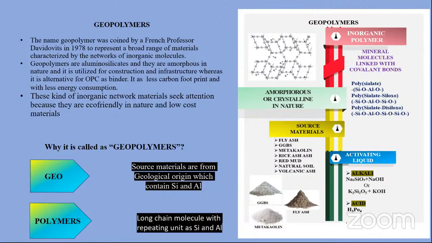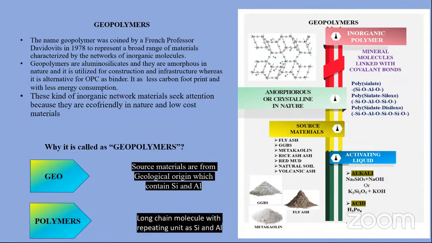So these kinds of inorganic network materials are fascinating in nanotechnology, and because they are eco-friendly and low-cost materials. So geopolymers are mainly inorganic polymers, mineral molecules linked with covalent bonds, and they are amorphous or semi-crystalline in nature. The source materials are fly ash, GGBS, metakaolin, rice husk ash, red mud, natural soil, and ash, etc. So the activating liquid will be based on acid or alkali. Alkali will be sodium silicate or sodium hydroxide, or potassium silicate with potassium hydroxide, and acid will be orthophosphoric acid.